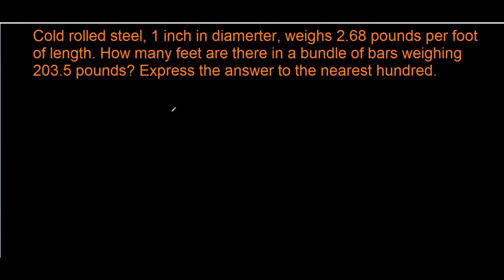First off, we're going to start by writing the number down. So the number you want, this number here, 203.5. That is your dividend. And the divisor that you'll be using is this one here, 2.68 pounds.